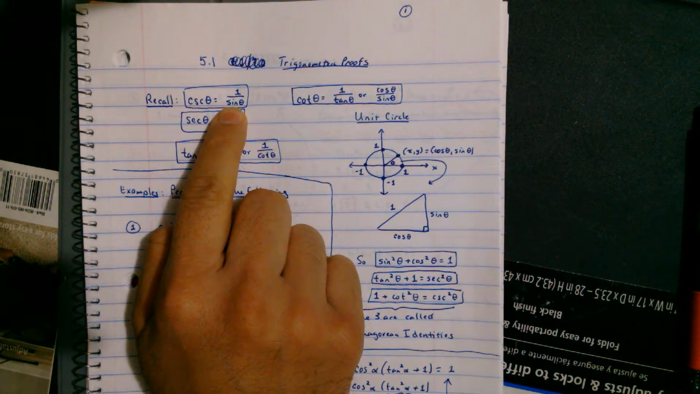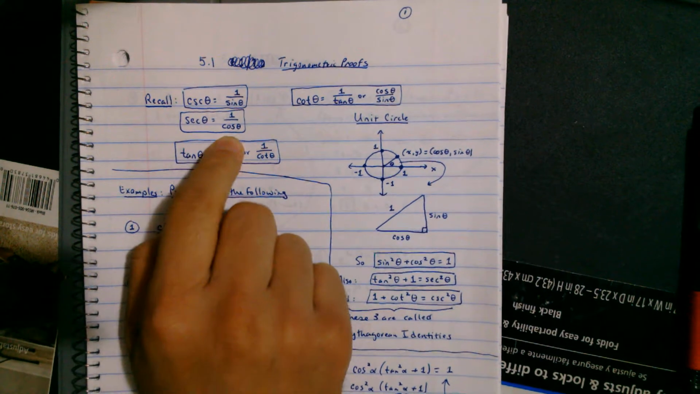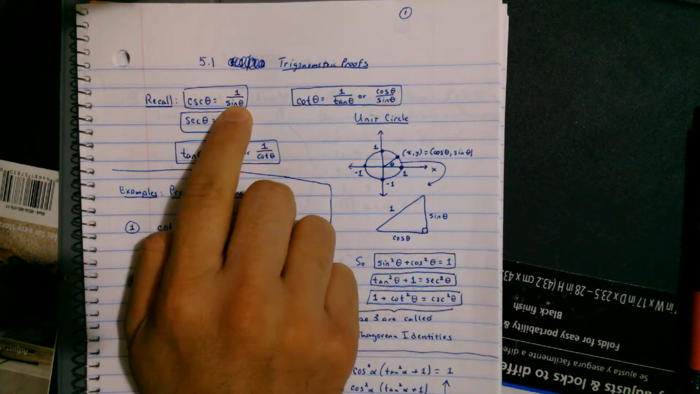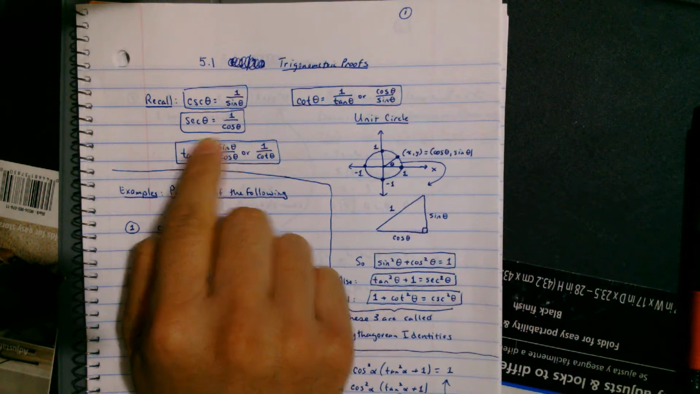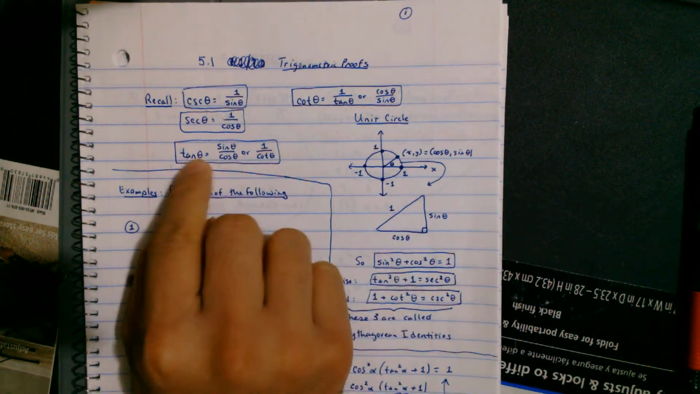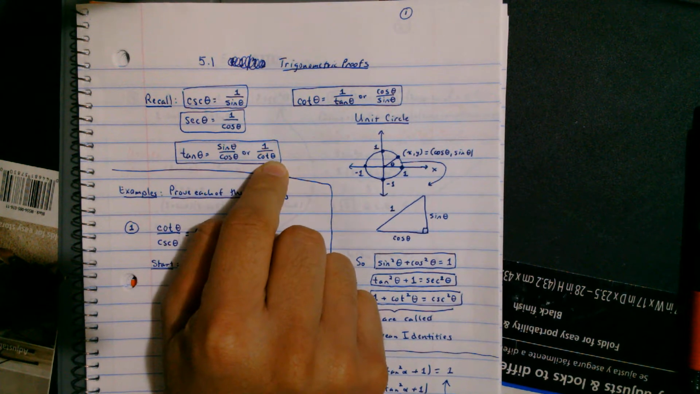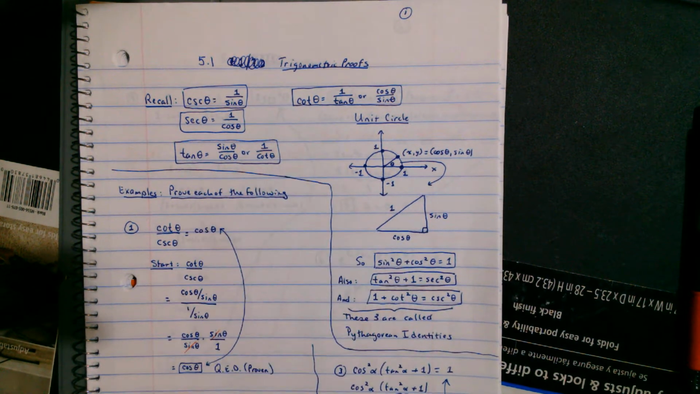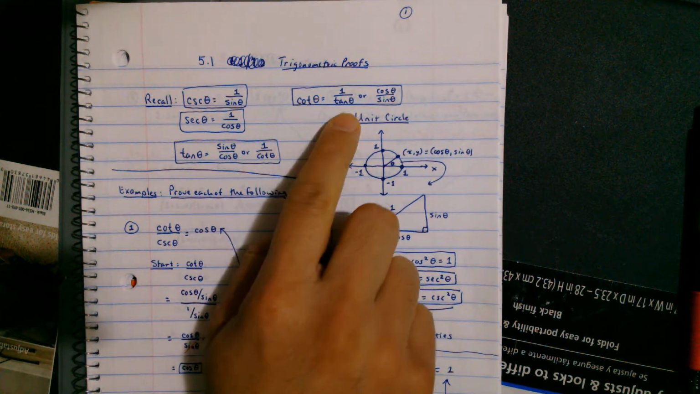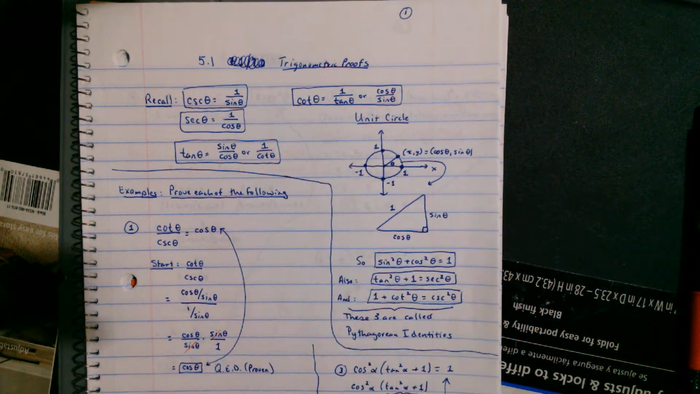Cosecant is the reciprocal of sine, secant is the reciprocal of cosine, or 1 over cosine. Cosecant is 1 over sine, secant is 1 over cosine. Tangent is sine over cosine, or 1 over cotangent, the reciprocal of cotangent, and cotangent is the reciprocal of tangent, 1 over tangent, or cosine over sine.